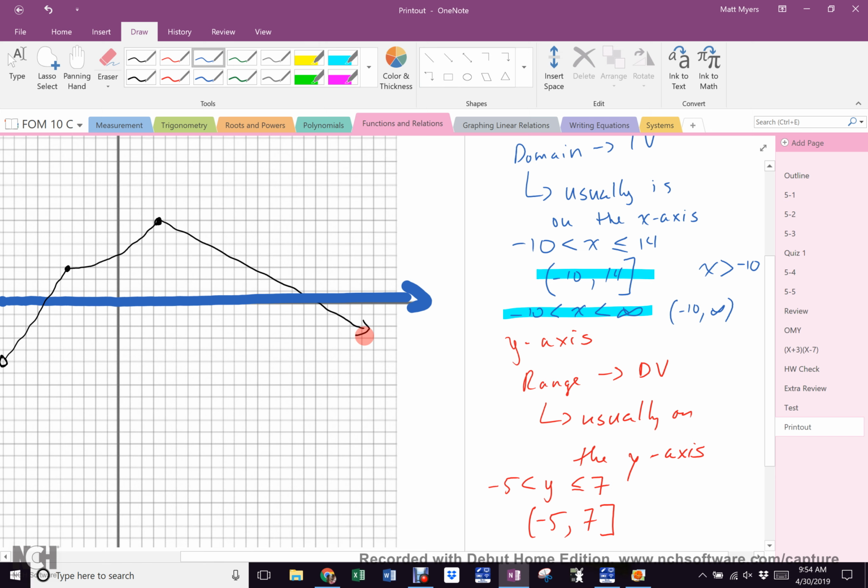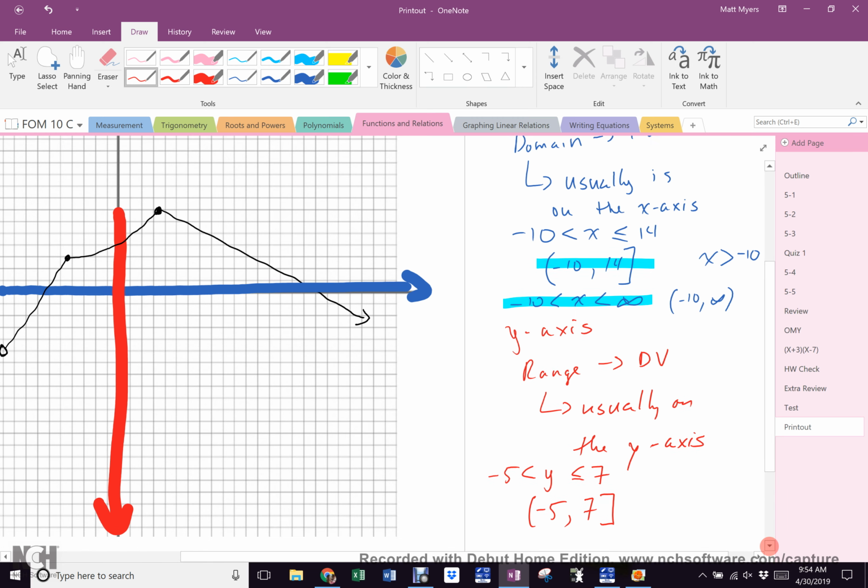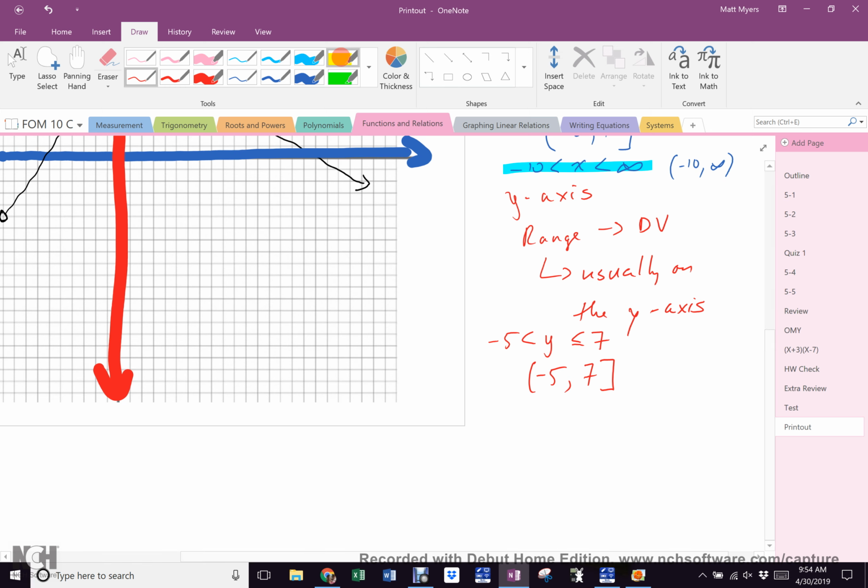Everyone's cool? Now, is that arrow going just to the right, or is that arrow going down? It's going down as well, isn't it? So on the range side, I'm going from here down how far? Forever. So what would we do for that one? How would I write this version? Negative infinity less than, because I'll never get there, y less than or equal to 7.